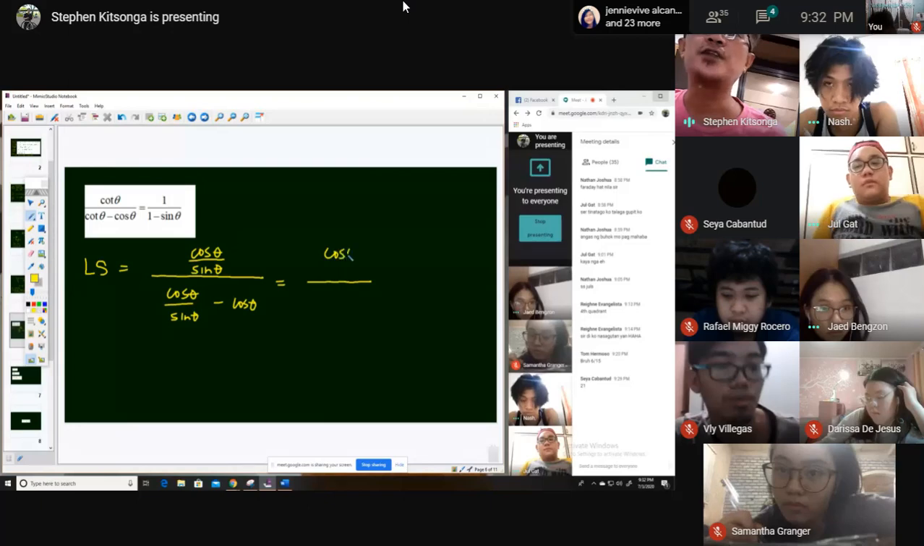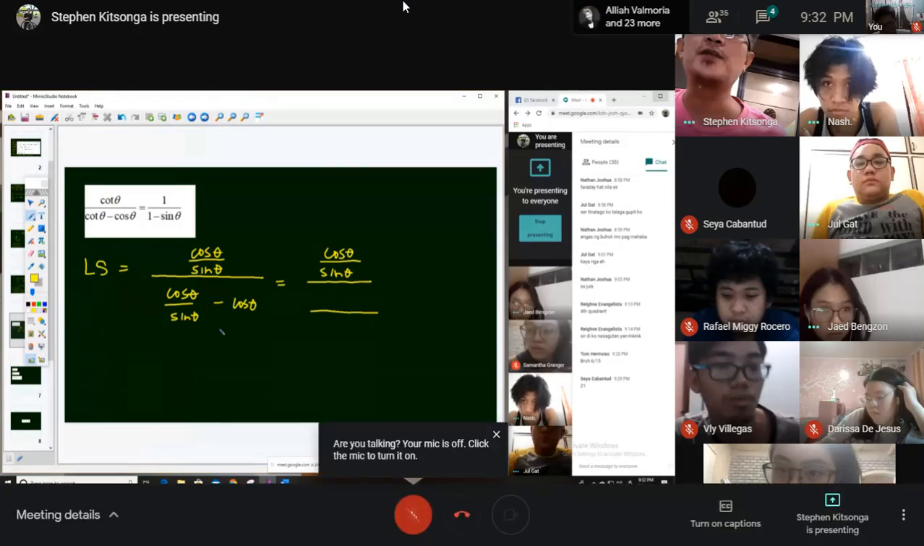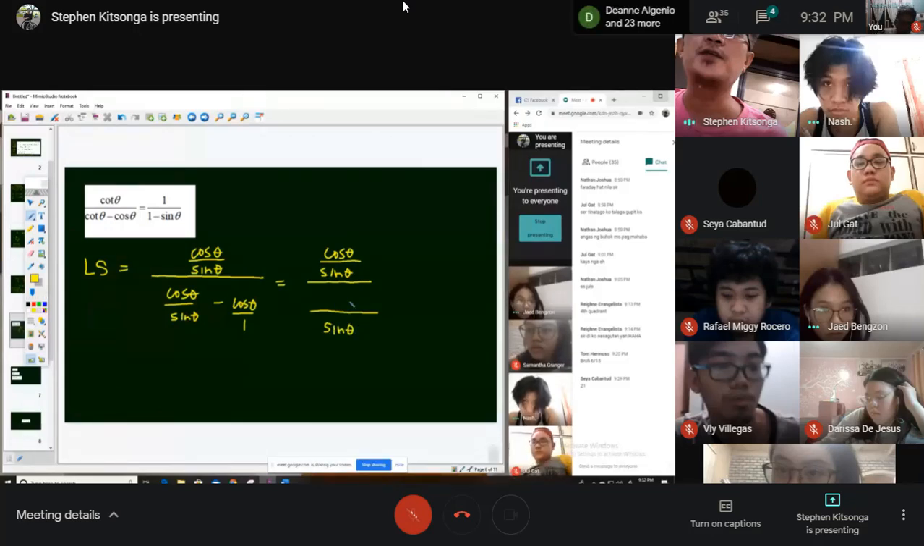Just copy what we won't touch, like this. I'm just copying the numerator. The denominator, I can combine. What's the LCD of this? What's the LCD? Sine, right? So, sine divided by sine is 1 times cosine. So, copy. Cosine. Minus sine divided by 1 times cosine. It's cosine, sine. Follow that?